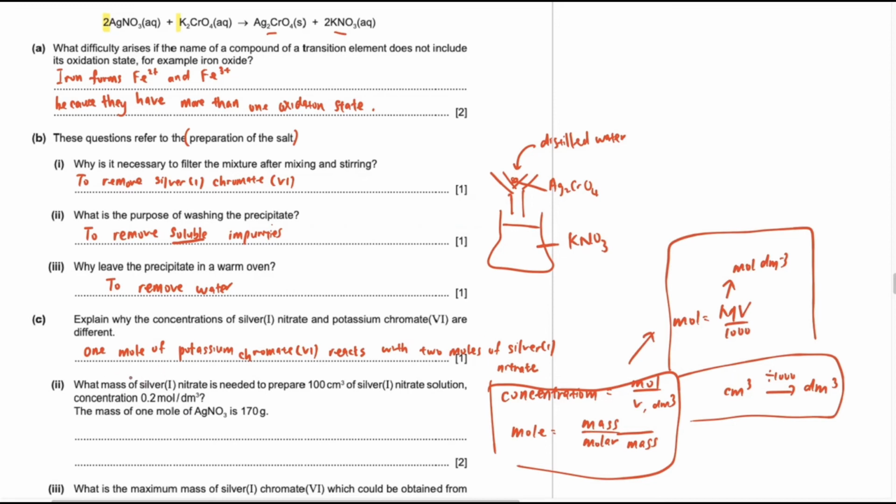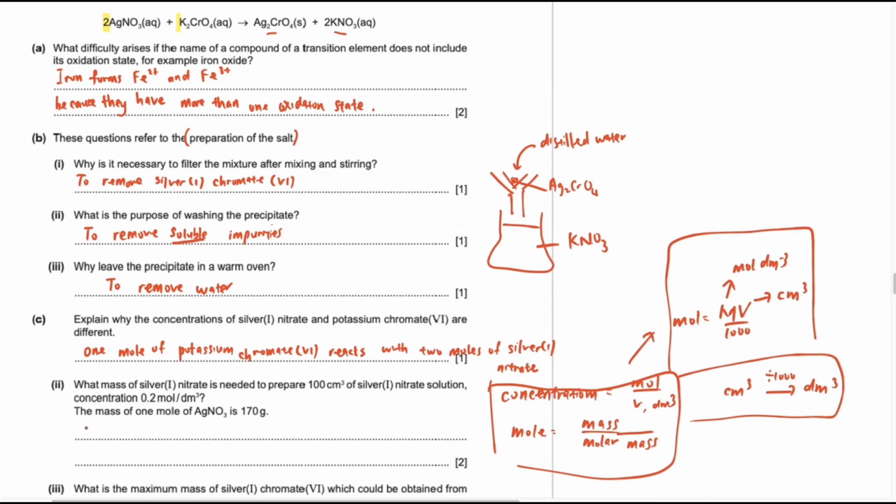Okay, so you have to find out the mass. We don't know the mass, we want to find it out. You already have the molar mass, and now you are looking for the mole first. So we can use mole equal to mv over 1000 if you want. If you don't want, then you just use this formula. It's up to you.